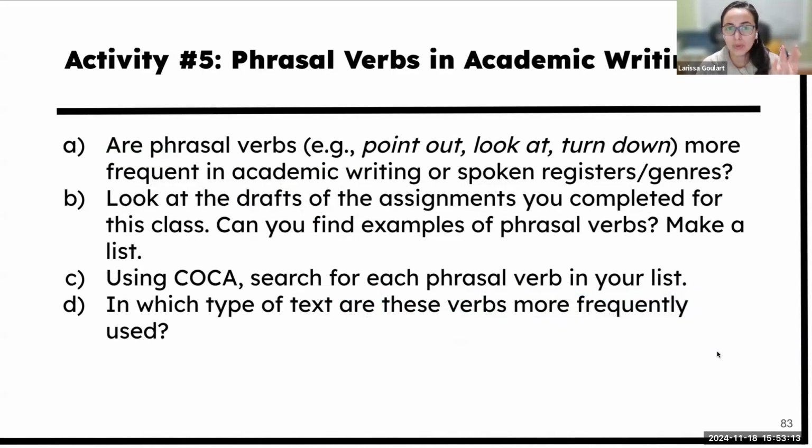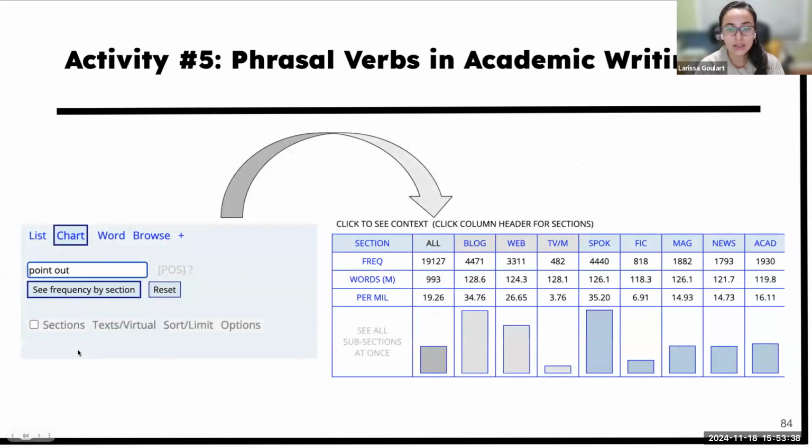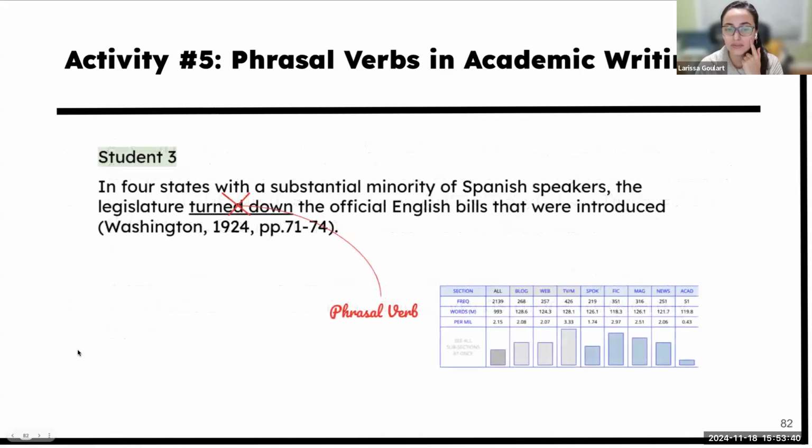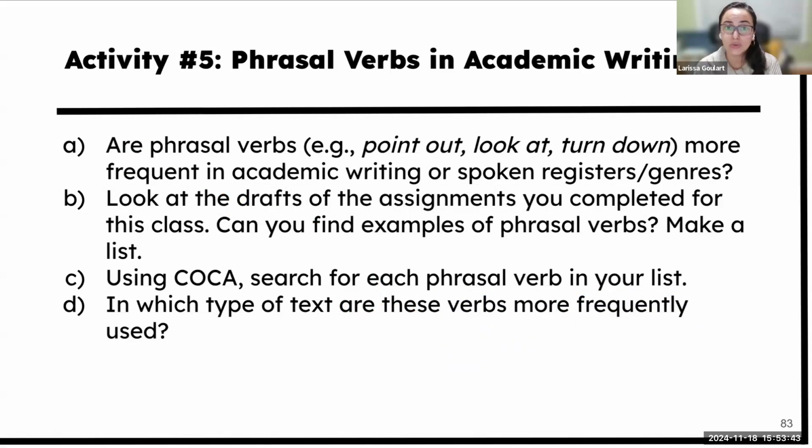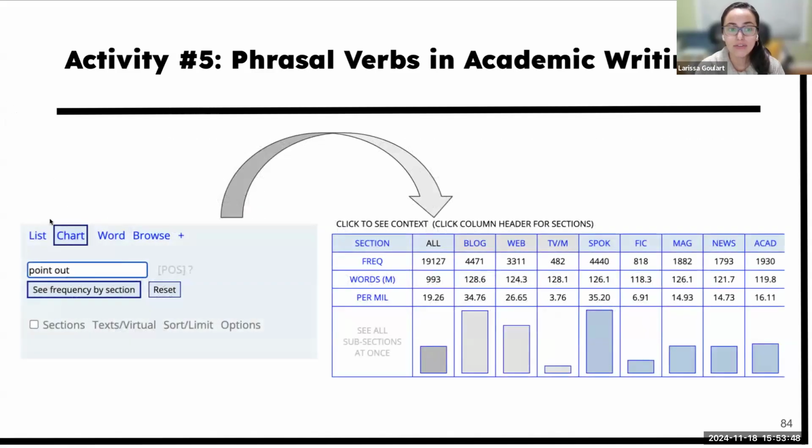Here is a proposal of a task. I could ask, are phrasal verbs more frequent in academic writing or spoken registers or genres? I could ask students to use their intuitions, but then look at the drafts of assignments that they wrote for my class and find examples of phrasal verbs and make a list. And then use COCA for the phrasal verbs in this list. And then they would see graphs exactly like this one I just showed you. And then we ask them to write about which type of text these phrasal verbs are more frequently used in. So here, for example, I have point out.